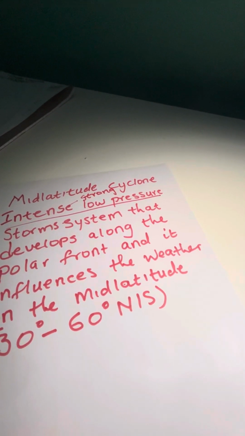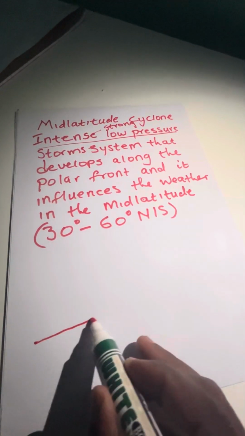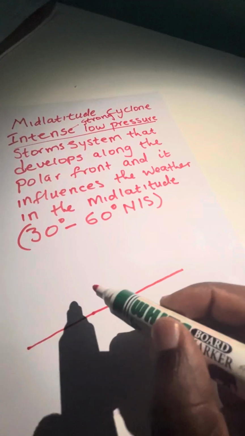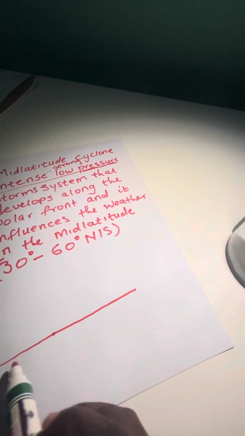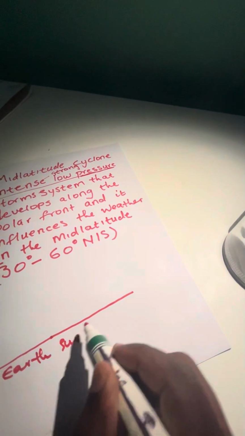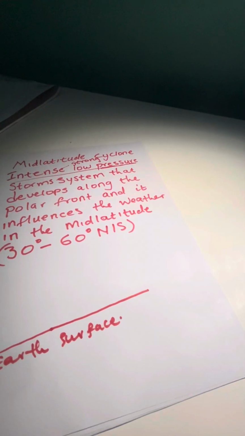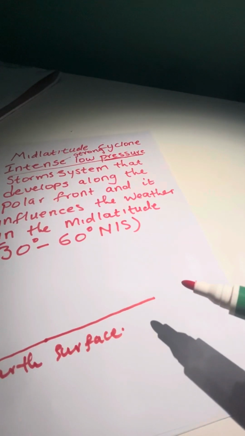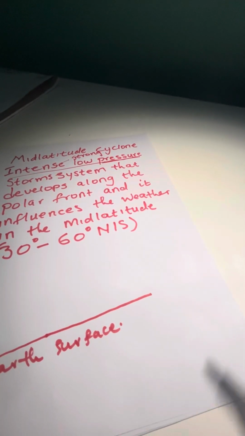low pressure is the pressure exerted on Earth's surface. Pressure exerted on Earth's surface. Okay, so this pressure is exerted by the column of air, right? That's where you will have high pressure and low pressure.